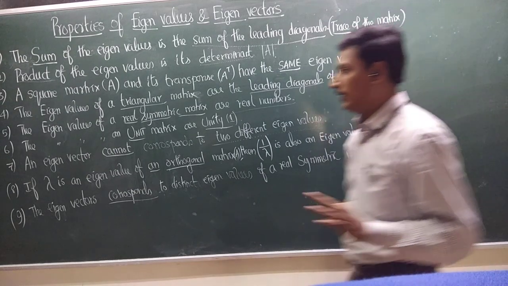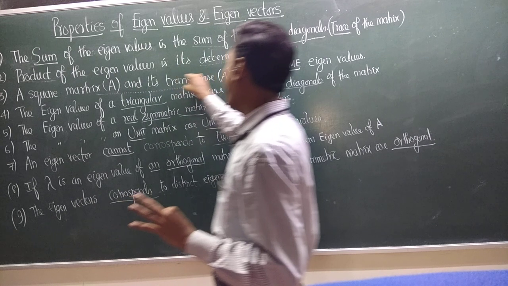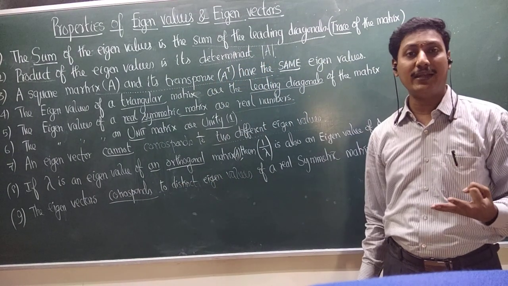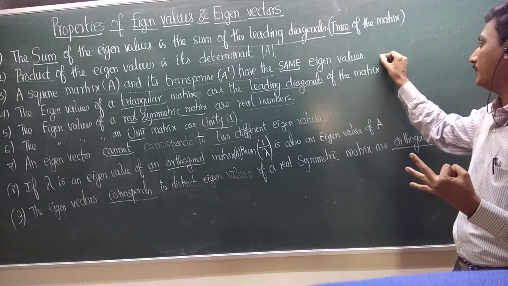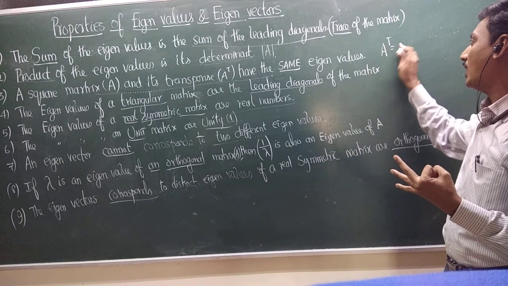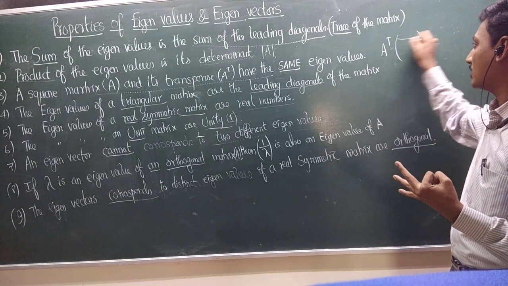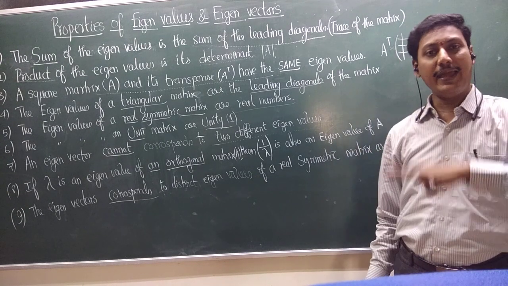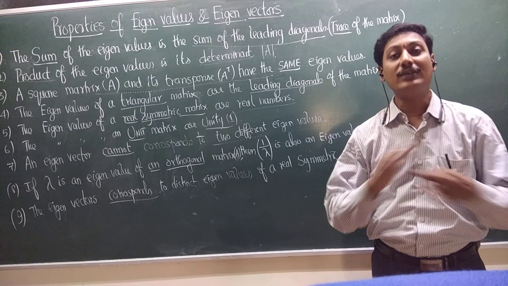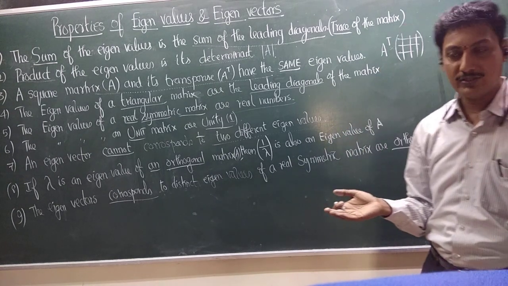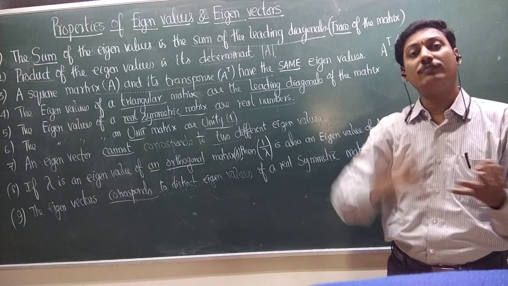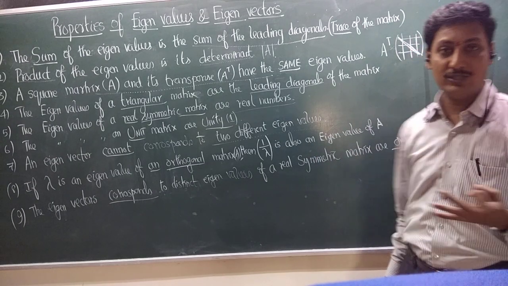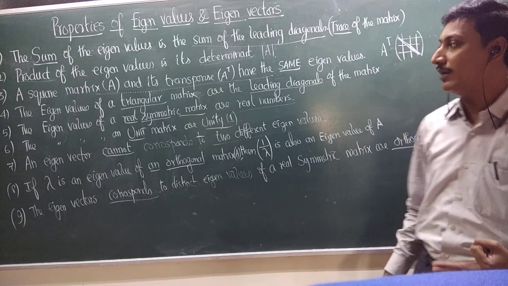Third one, a square matrix A and its transpose have the same eigenvalues. What is the transpose of the matrix? The transpose of the matrix is nothing but we change the rows as columns. So the matrix A and its transpose have the same eigenvalues. Because when you change the rows as columns, the diagonals cannot be changed, isn't it? That's why we will get the same eigenvalues.